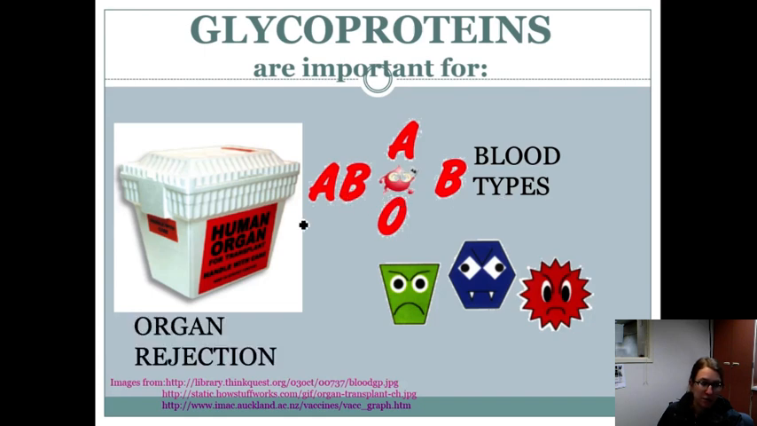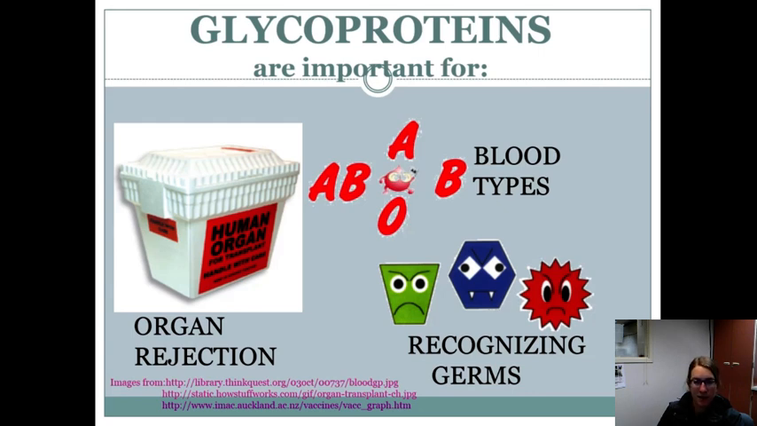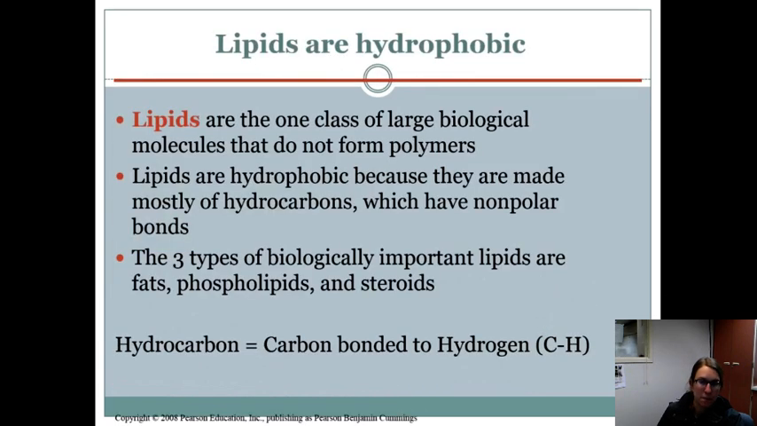It's also important for organ rejection. So when you're trying to find a match for an organ transplant, they need to have similar glycoproteins to you. And also for fighting pathogens or germs. Basically, your immune system needs to be able to recognize that something doesn't belong in this body. It doesn't have the right ID tags or glycoproteins. So that's the end of carbohydrates.